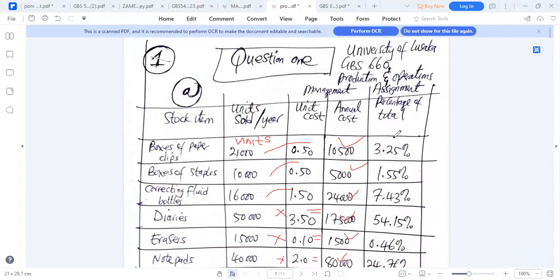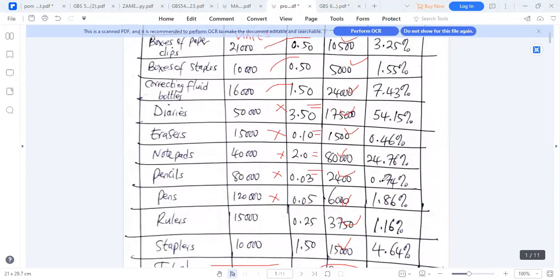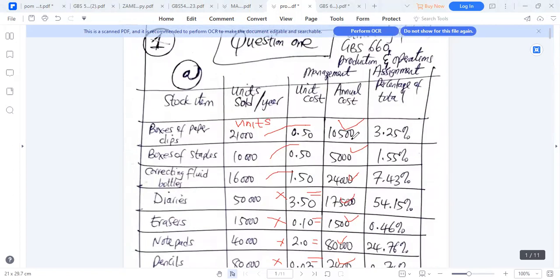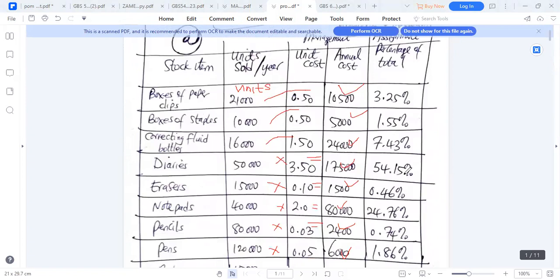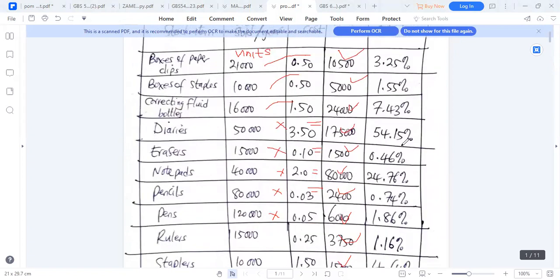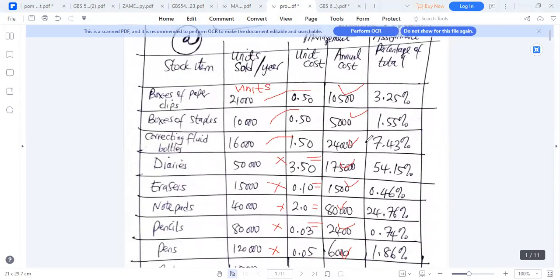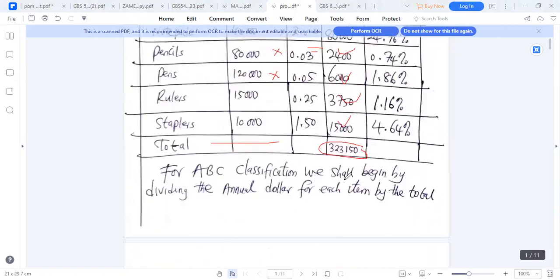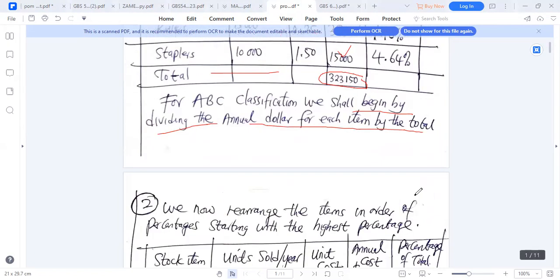So for each of these, you need to know that you need to follow the percentages. After getting the percentages the way they are, we should start ranking using the highest percentage. That will be the first aspect that you need to consider. So for ABC classification, we begin by dividing the annual cost for each item. Then we rearrange the items in order of the percentages, starting with the highest percentage.